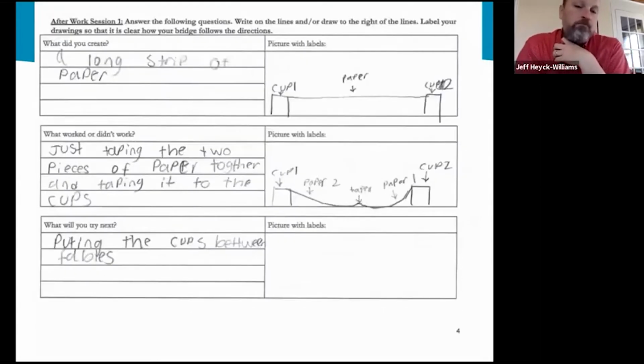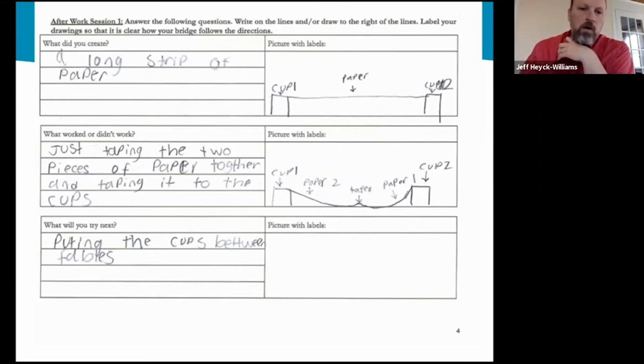So moving on, the second point where we have students reflect is after their first work session. And this is where the student again has taken a look at what she has done. And you'll notice she's included both words and pictures in thinking about what worked and what didn't work and what she might do again. This is that metacognitive moment.